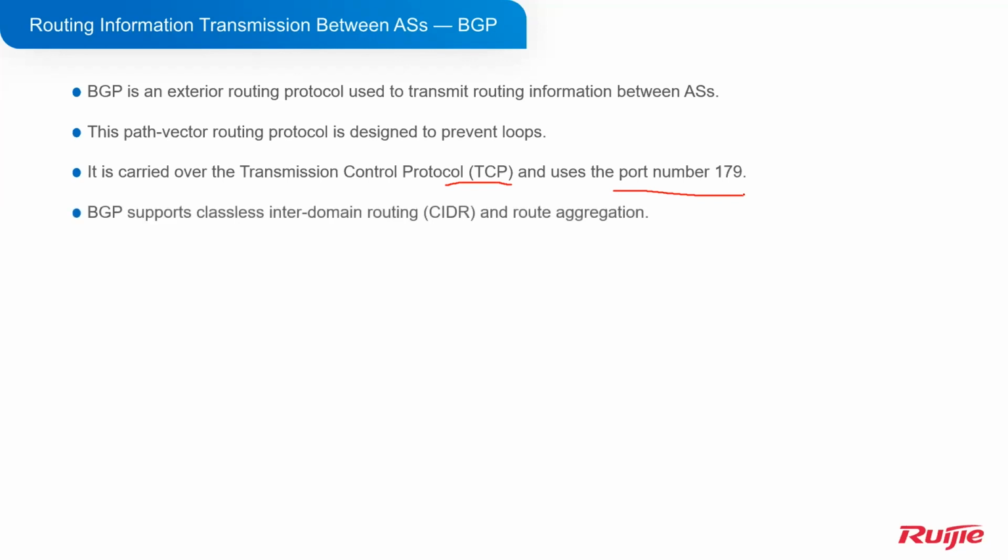And another one is BGP also can support classless interdomain routing and route aggregation. So maybe in your network, if you deploy the BGP, one router, the routing number may be over 10,000. So in this scenario, if you have a good IP address planning, you can use some route aggregation technology to reduce the number of your routes. So finally, when you forward the message out, you can make the process faster. So this also is a feature.